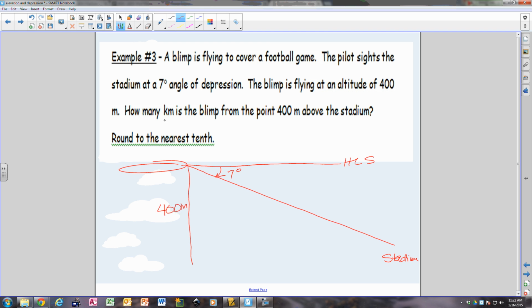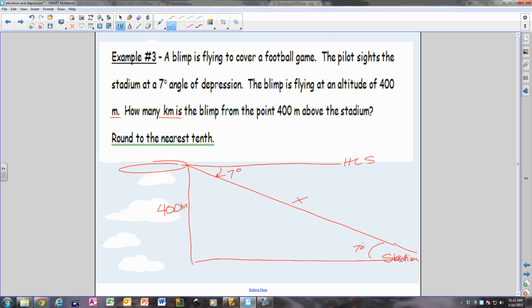And it says how many kilometers, so be careful here because we've got meters and kilometers. So how many kilometers is the blimp from the point 400 meters above the stadium? So they're wanting to know this distance here. So if this is 7 degrees, if you have the ground here, you know that it makes this 7 degrees also because alternate interior angles.